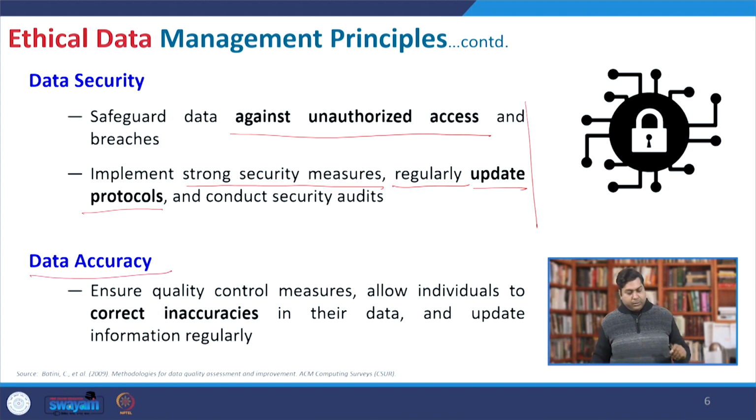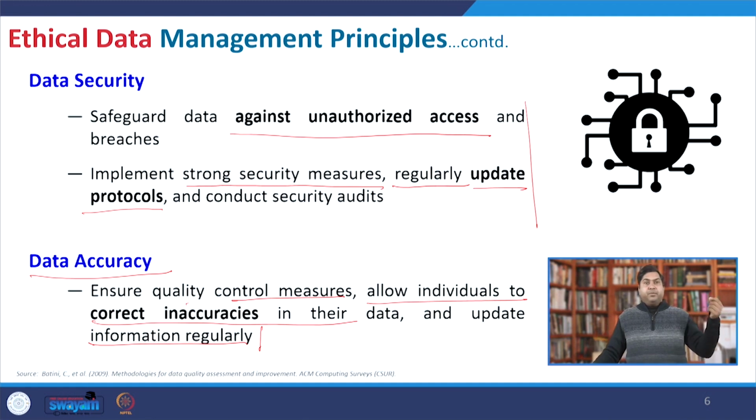At the same time, you also maintain the data accuracy. Ensure quality control measures, allow individuals to correct inaccuracies in their data, and update the information regularly. This is very important. Even if somewhere there are some mistakes or that is not actually the correct data, in that case you can ask your participant to correct it. Or if you see that during the experiment there was something wrong, some algorithm or some setup was wrong and the information collected is not correct, and you are able to find that, it is better not to go ahead with that data; you conduct the experiment once again.